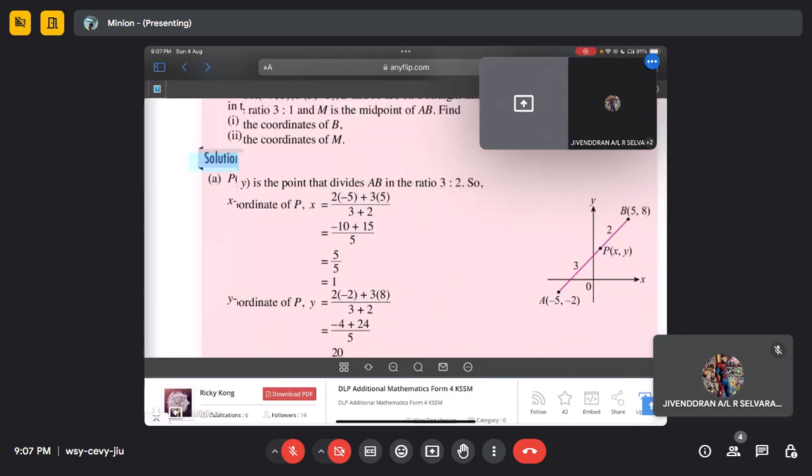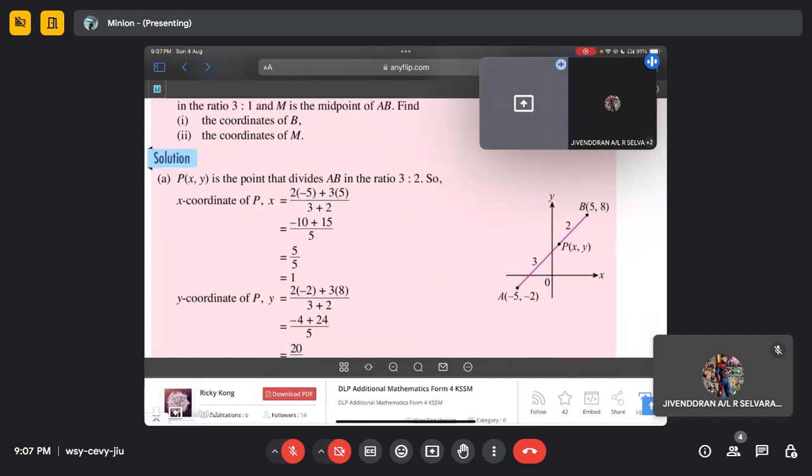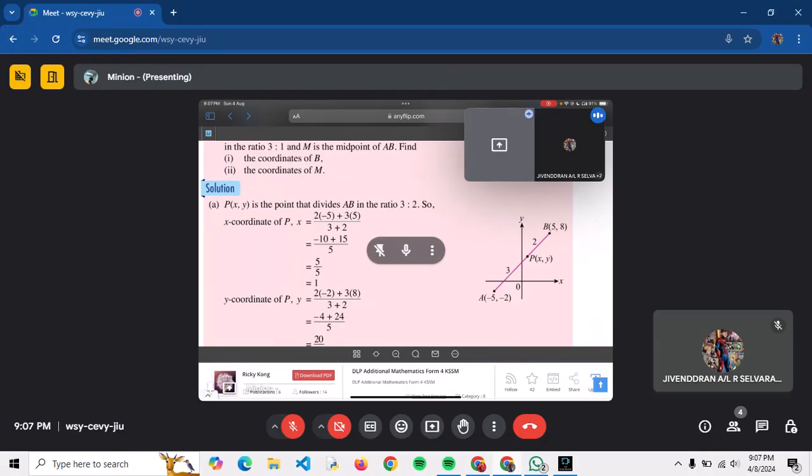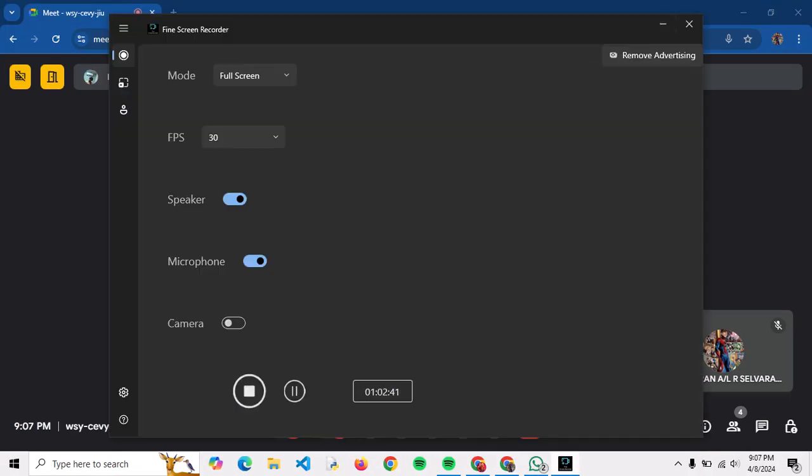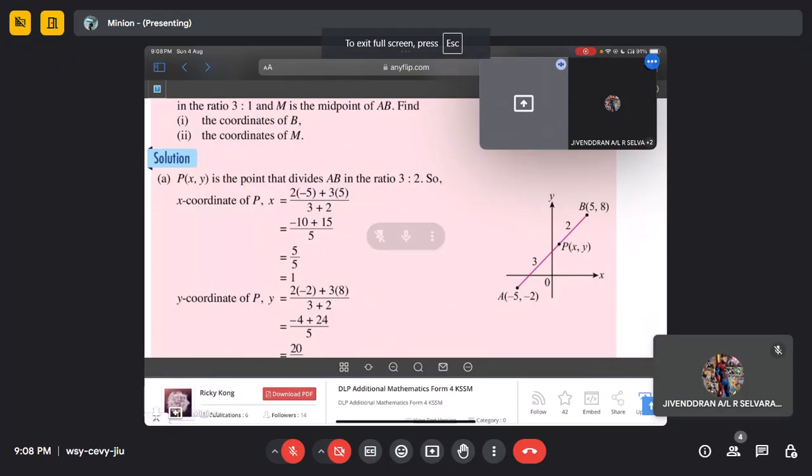Okay, X coordinate for P, 2 times -5. Where is the 2 coming from? 2 is actually the M in the ratio. 2 times -5, this side, the point A. Okay, plus 3 times 5. 2 times -5, 3 times 5.